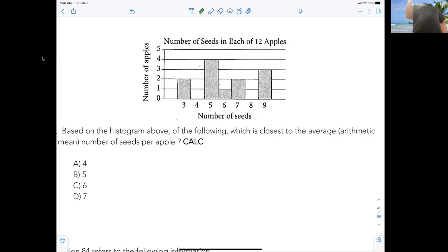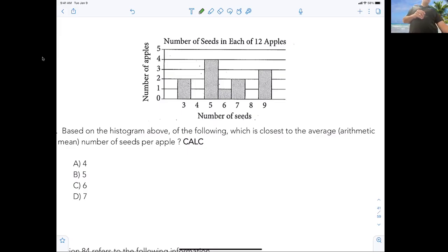So what I want everybody to do is take out the calculator. I'm going to show you how to find the average. I'm going to show you how to find the median. I'm going to show you how to find the quartiles. I think that's a good thing to know. Even if I miss some of the other topics, I feel like this is really helpful.